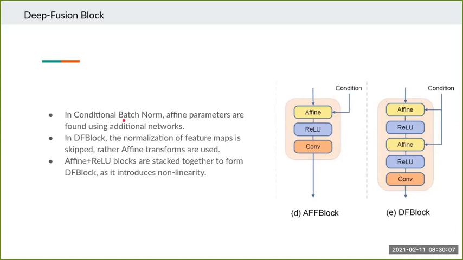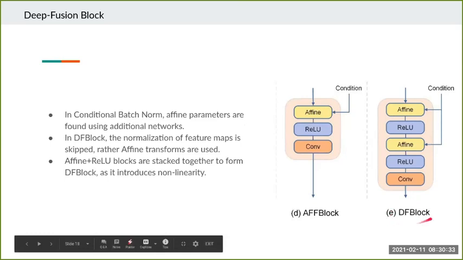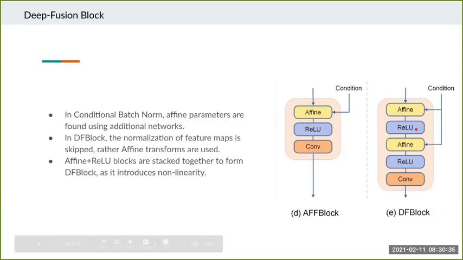What they did instead was use the affine blocks. So affine transformations were performed, and this can be called one affine block. This was the basic idea, where the condition visible here is the condition introduced by the textual information. So rather than having this one single affine block, they formed something called a deep fusion block, which has multiple affine ReLU stacking, in which the condition again is the condition introduced by the textual description.